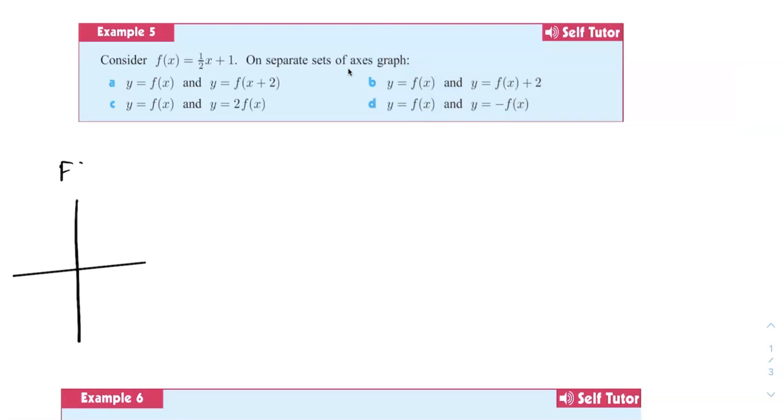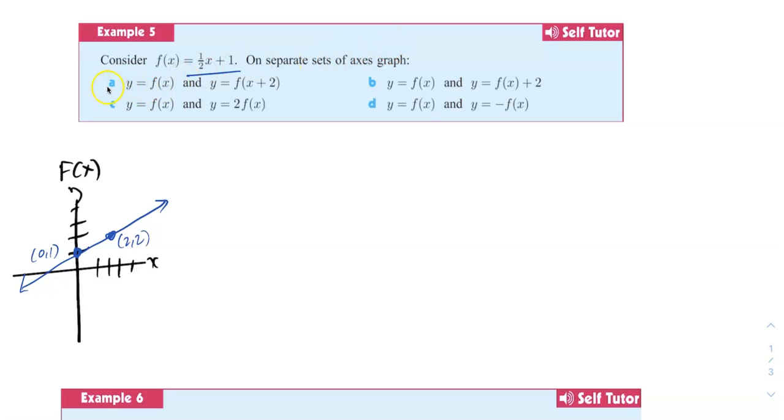So let's be our f of x. We'll graph in blue. So 1/2 x plus 1. We're going to start at 1, and we're going to go up 1 over 2. So a graph that looks kind of like this. Now, for the sake of it, I'm going to add points, because it's always helpful to add a couple of points. So this is 2, 2. Okay, that's the original function.